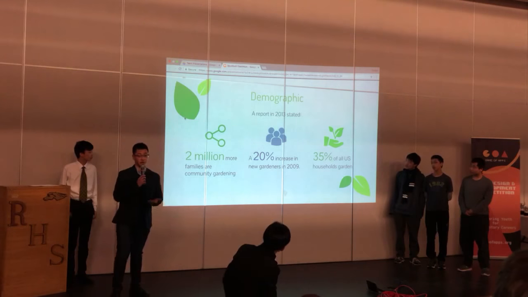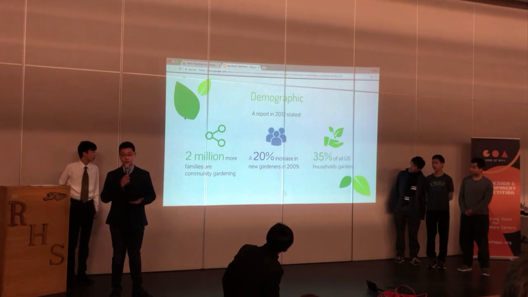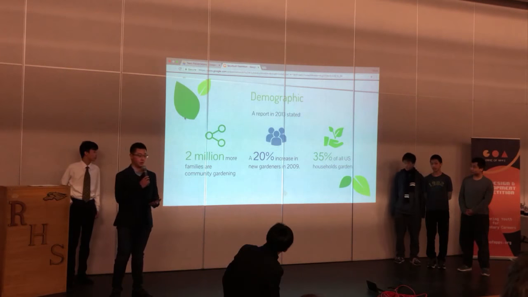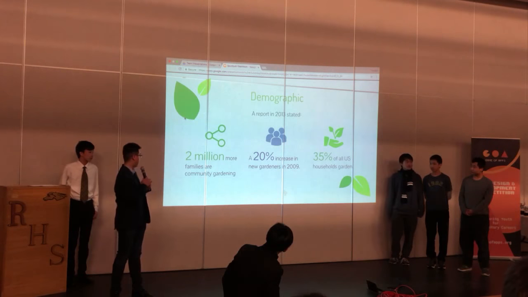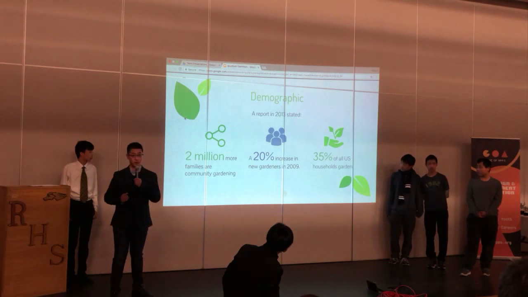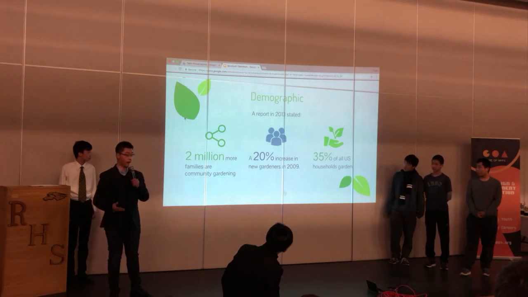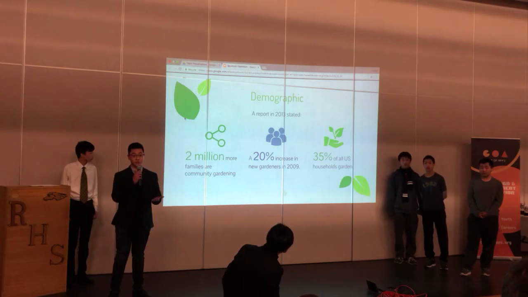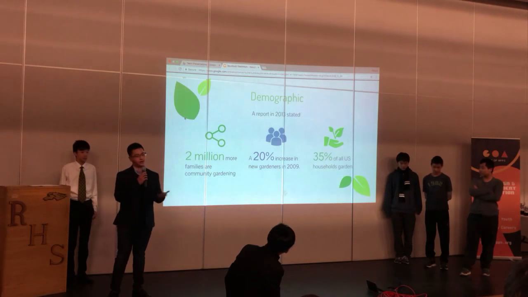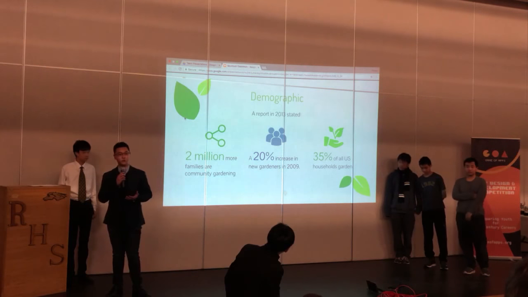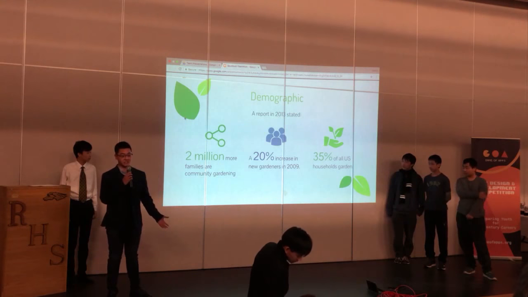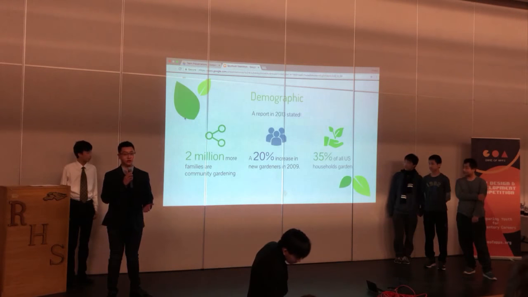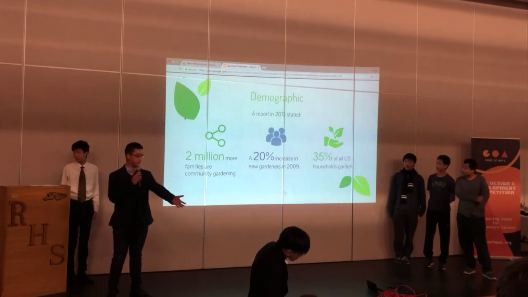We found this to be a legitimate problem, and during our research to figure out how to solve it, we discovered that from 2008 to 2013, 2 million more families actually participated in community gardening. Specifically in 2009, there was a 20% increase in new gardeners. And looking at some geographical data, in our neighbor the United States of America, 35% of households actually garden.